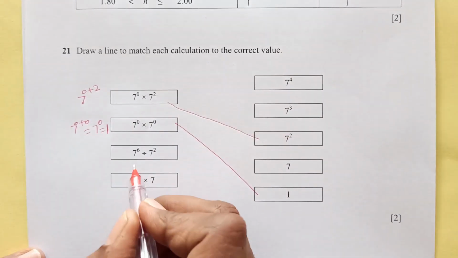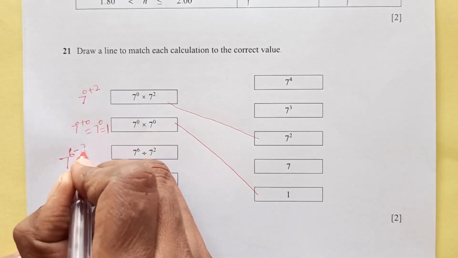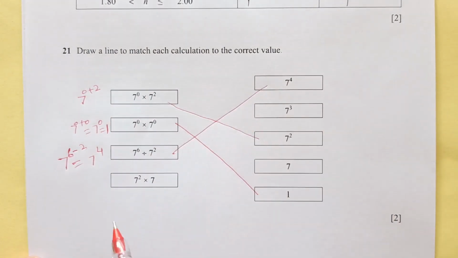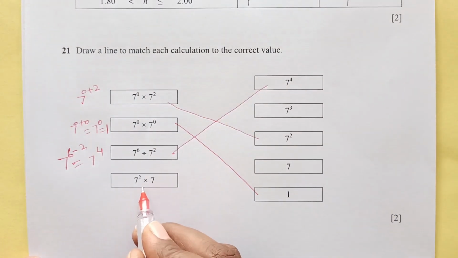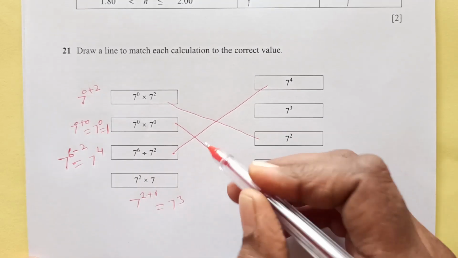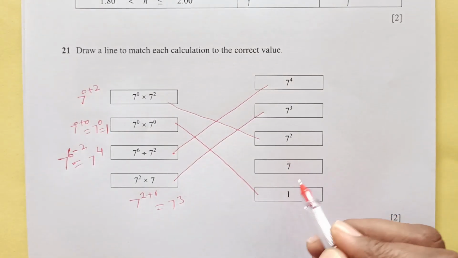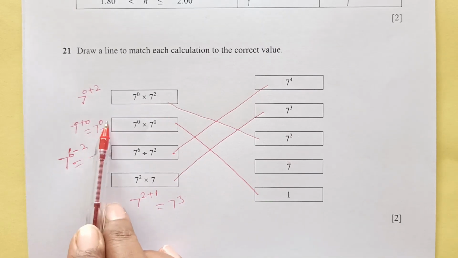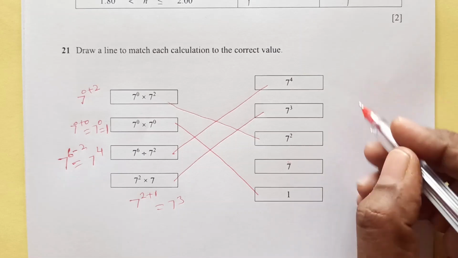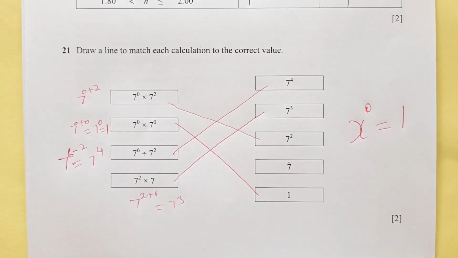So here. Now we have a division sign here. 7 power 6 minus 2 is 7 power 4, which is here. Now this one is multiplication, so we are adding powers. That is 7 power 3, so it's here. This one is to confuse you. When you write 7 power 0, many students will write it is equal to 7. But remember that anything raised to power 0 is 1.